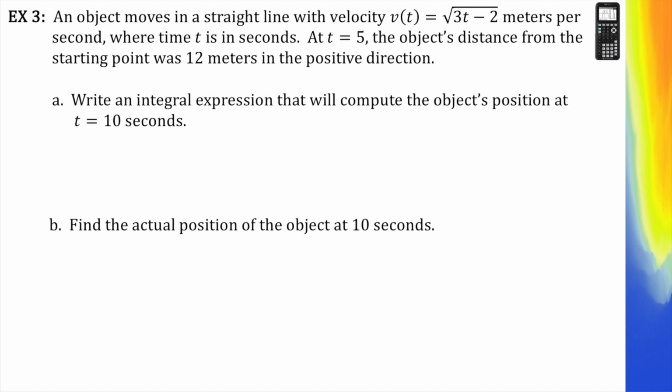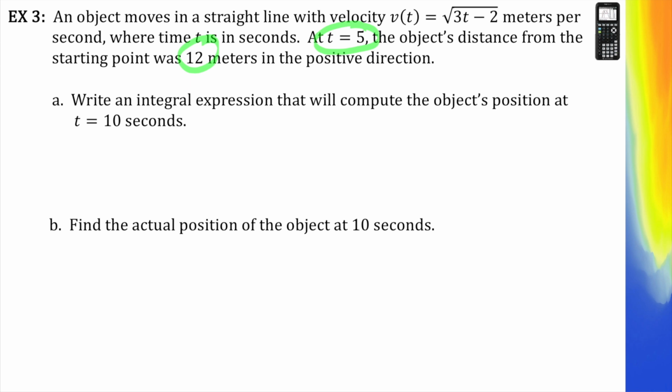Okay, let's see, new example. An object moves in a straight line with a velocity of the square root of 3t minus 2 meters per second, where t is time in seconds. At t equals 5, the object's distance from the starting point was 12 meters in the positive direction. So we have kind of an initial condition here. Write an integral expression that will compute the object's position at t equals 10 seconds.